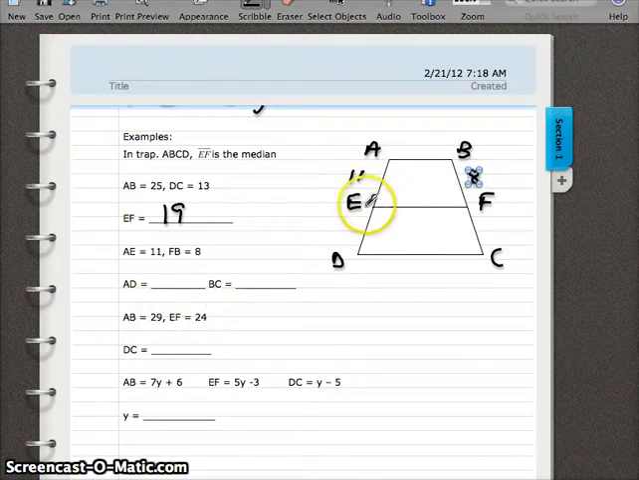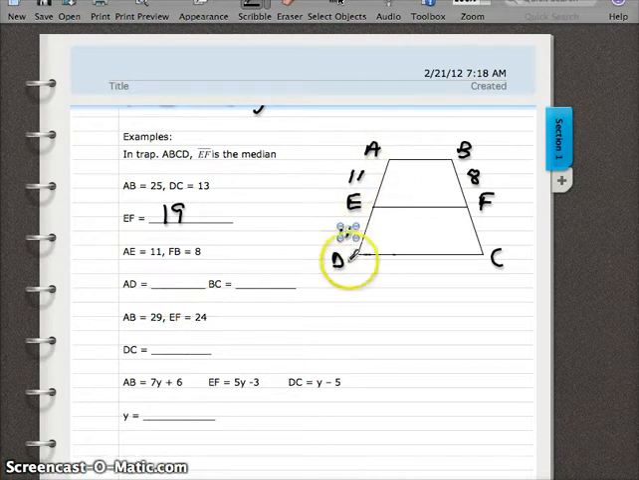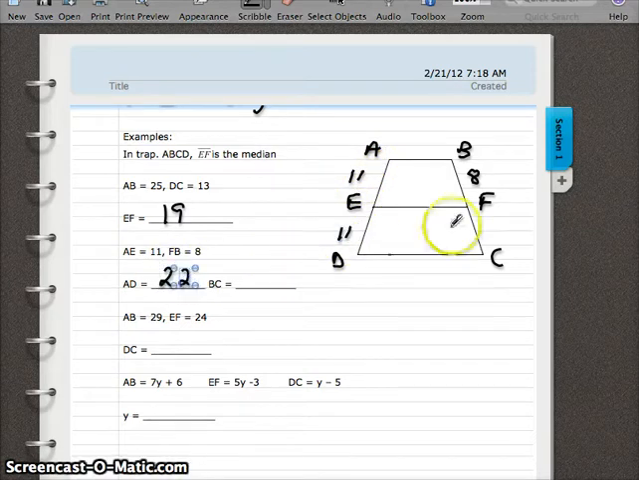Well, if we know that E is in the middle, then that would make this segment ED the exact same as AE, and that would make the entire segment AD right here 2 times 11, or 11 plus 11. Either way, it's 22. Same thing over here. If this segment BF is 8, that would make segment FC 8, because F is right in the middle. And so that would make the entire segment here 8 times 2, or 8 plus 8. Either way, we get 16.